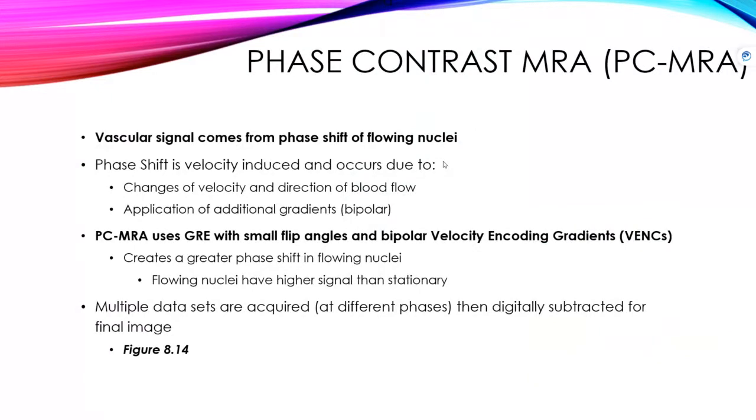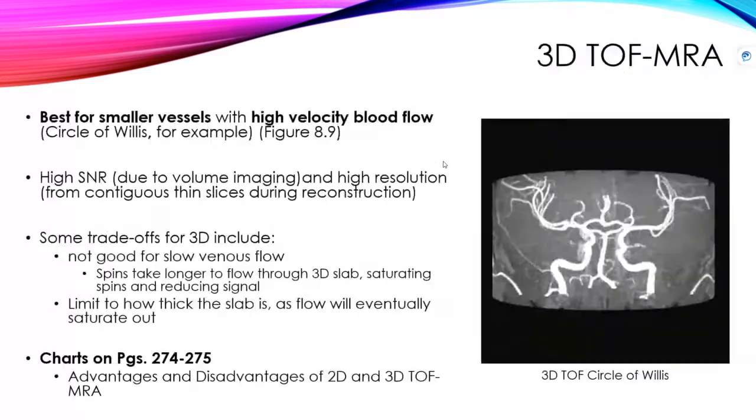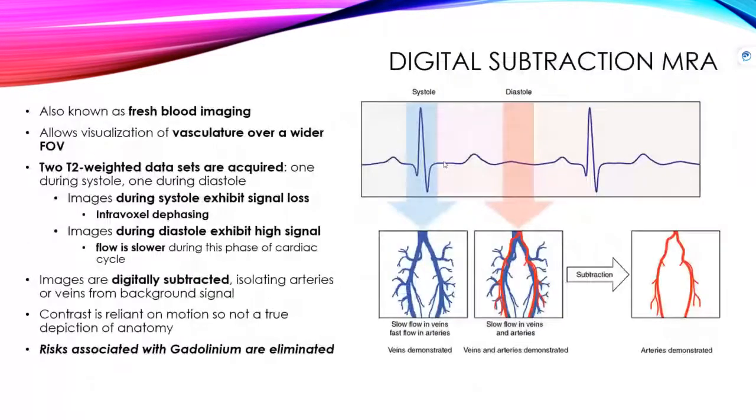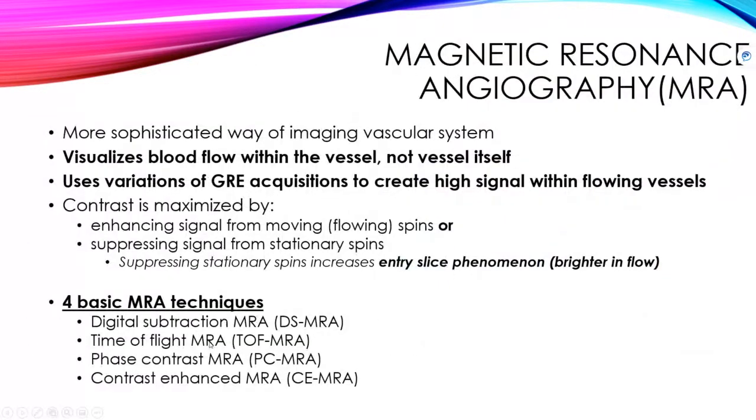Phase contrast MRA is another technique that you can use along with digital subtraction MRA and time of flight MRA when you don't want to use contrast injection. Many reasons. The patient's allergic. You don't have any contrast because you ran out and you didn't order it on time. That's happened to me before.